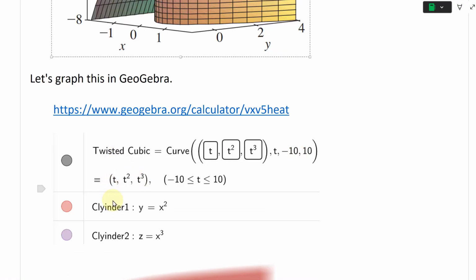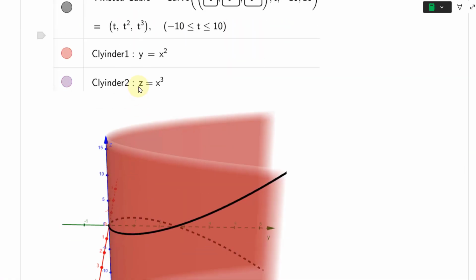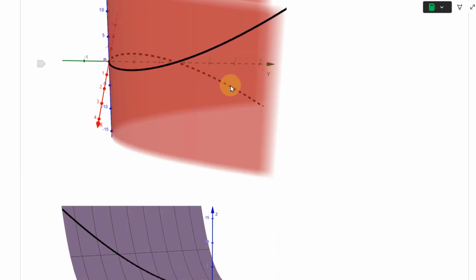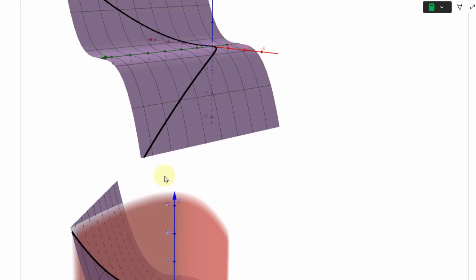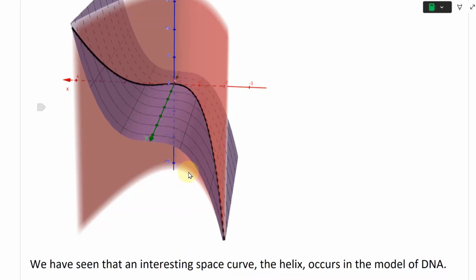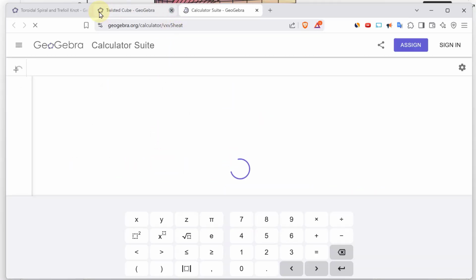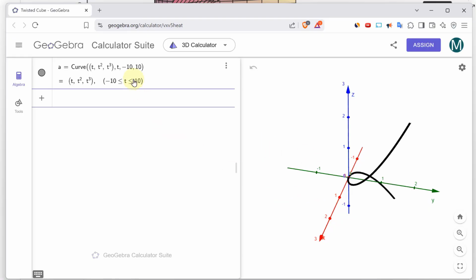Here's a twisted cubic. Cylinder 1 is y equals x squared, a parabolic cylinder. And this one is cylinder 2, a cubic cylinder, z equals x cubed. First I draw this strictly on the parabolic cylinder, and then this one is on the cubic one. Notice it's on it, and if you put the intersection, it's perfectly on. It's actually quite amazing. This is the epicness of mathematics. You can see the same thing in different ways and basically validate.